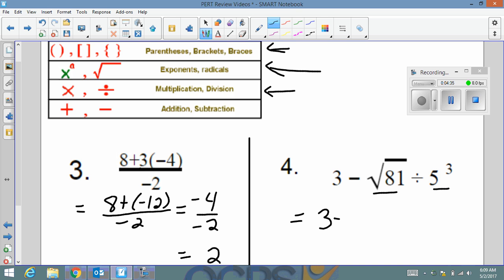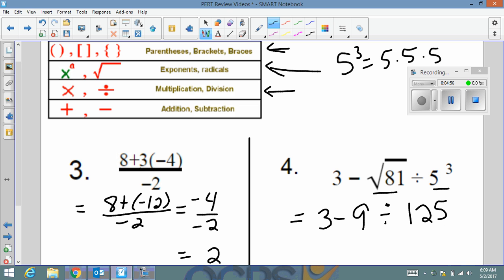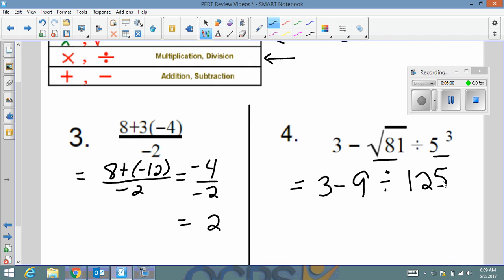So I'm going to go 3 minus square root of 81, or that means what times itself gives you 81, so that's 9, divided by 5 cubed. So 5 cubed, again, remember, means 5 times 5 times 5. So 5 times 5 is 25, times 5 is 125.